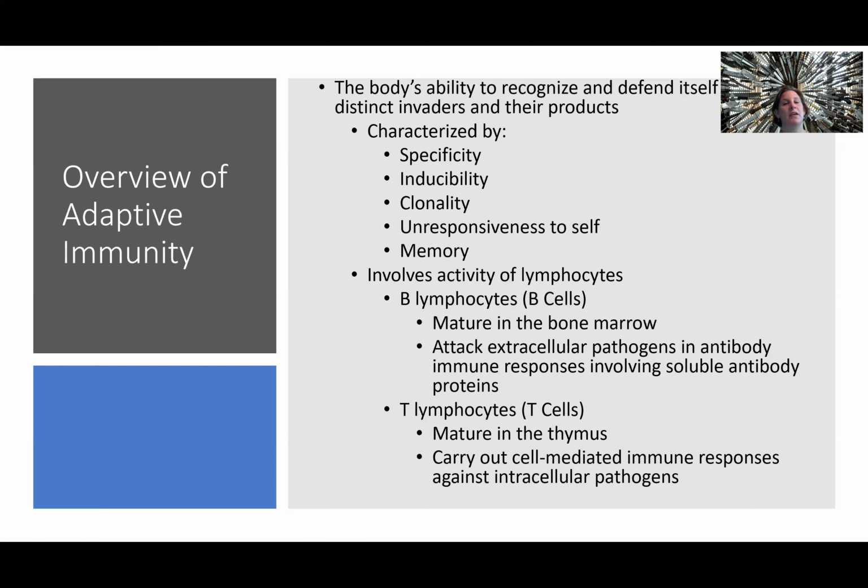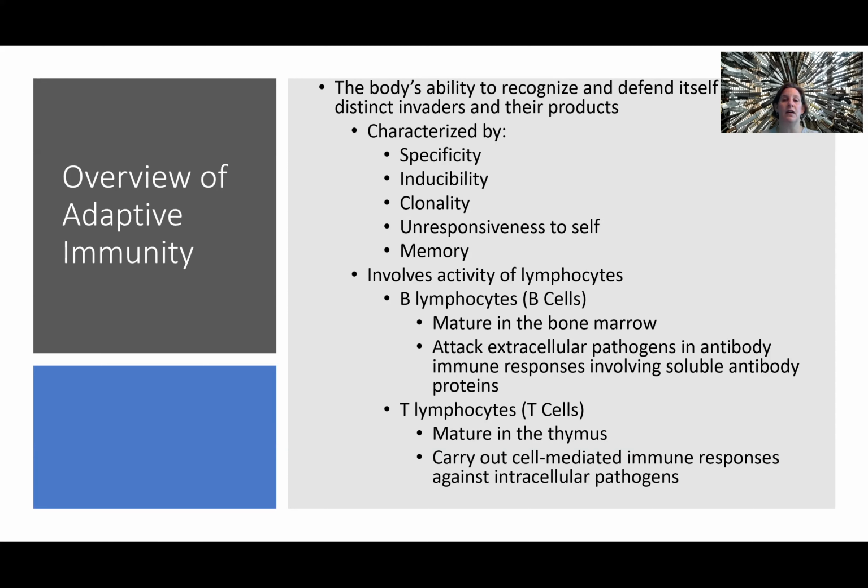And adaptive immunity can be turned on and off, so it's inducible. It can ramp up production, so it has this clonality. It is unresponsive to our own self, which is also a good thing. We do not want our own immune system to attack us. And adaptive immunity has memory. So once you've been exposed, you have the ability to respond immediately and not be in a disease state again.